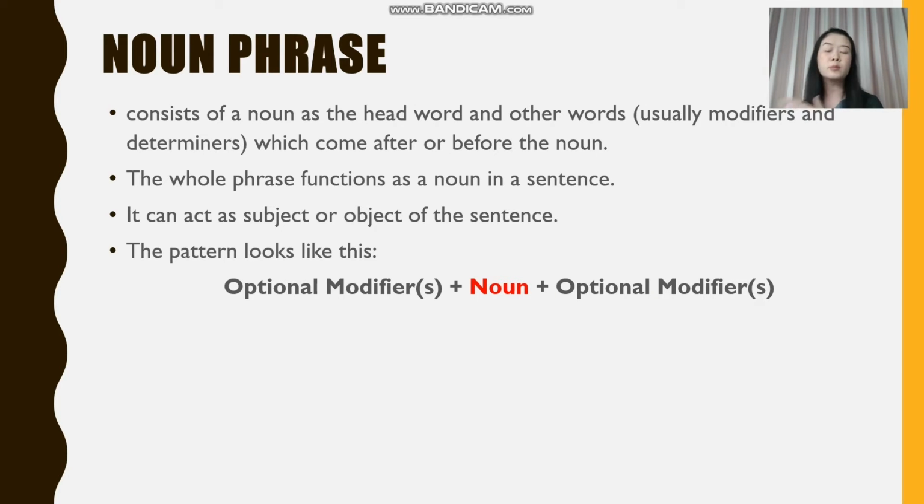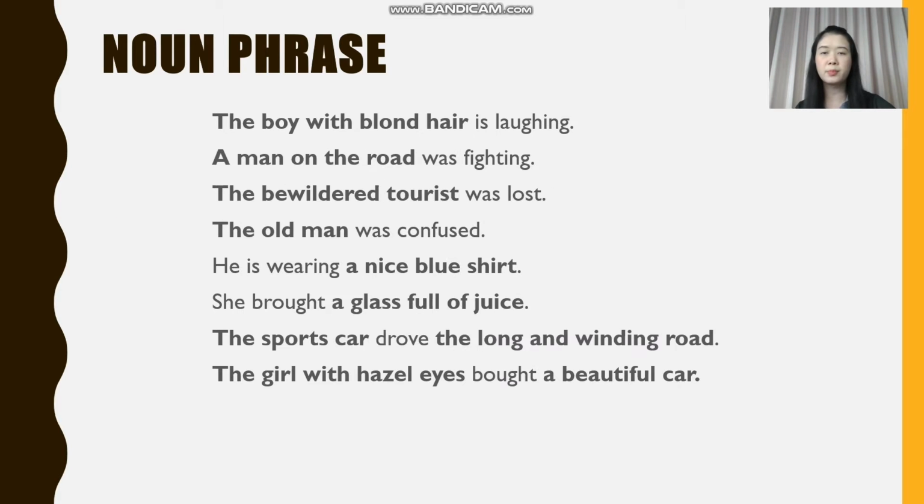So for optional modifiers that I mentioned in this slide, it means that we can use some adjectives to modify the noun. So what about optional modifiers on the right? It's possible that we can have some kind of other phrase to modify this noun. Okay, but anyway, you can find the head word within the noun phrase. I will show you some examples of the noun phrase here.